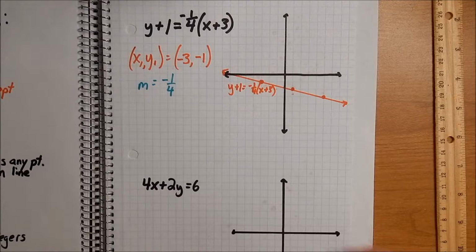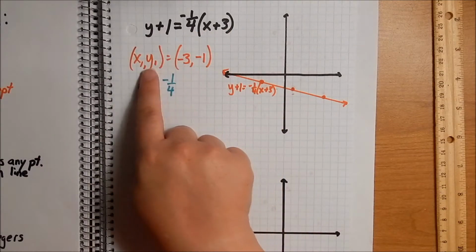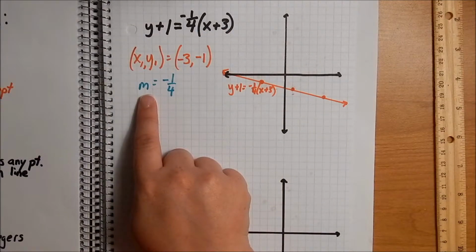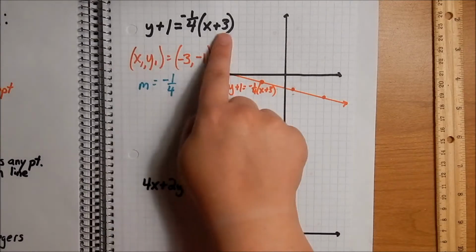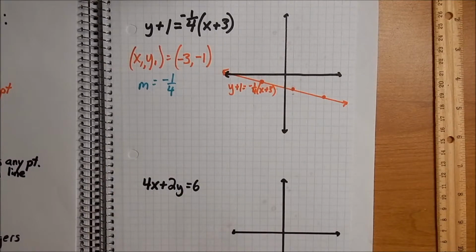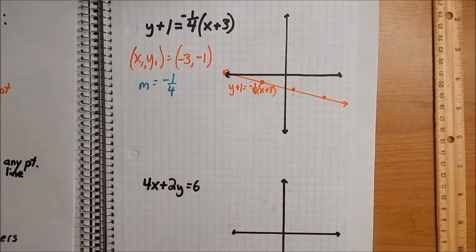Again, you have two choices. If you can look at it and extract these two bits of information, you're golden. If you're having trouble with that, you can try to rewrite it in slope-intercept, but I'm telling you, it's not always easier. In this case, it would not be easier.